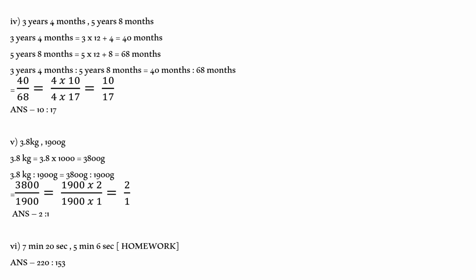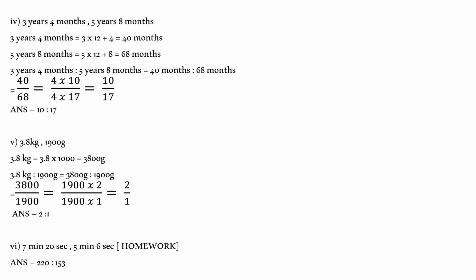40, it is very easy. It is 4 multiplied by 10 and 4 multiplied by 17 is 68. So 4 and 4 in the numerator and denominator get cancelled. We have 10 upon 17. Our answer is 10 is to 17.